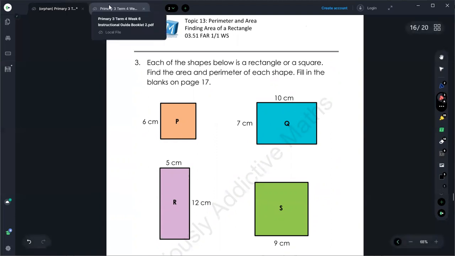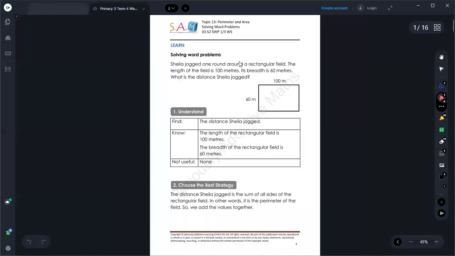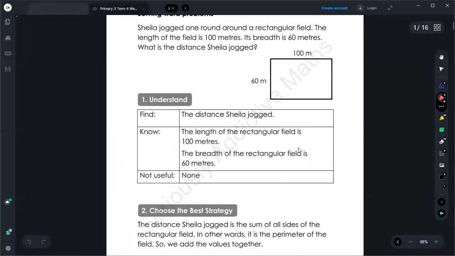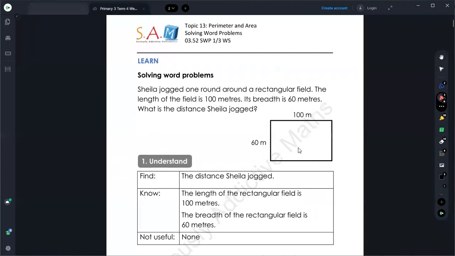Now let's move on to booklet number 2. Booklet number 2 is solving word problems. You can go through this with them. So here, Sheila jogged around a rectangular field. The length of the field is 100 meters. Its breadth is 60 meters.